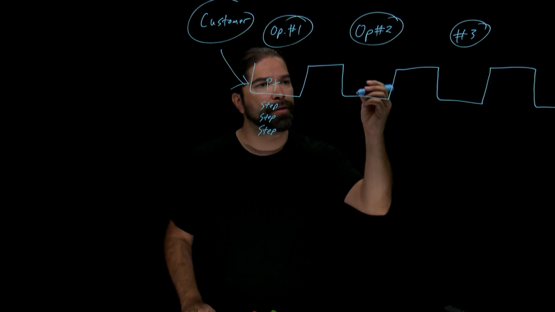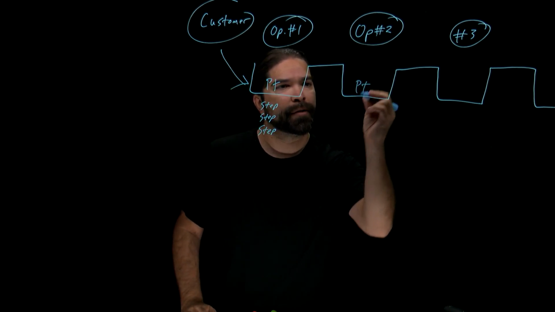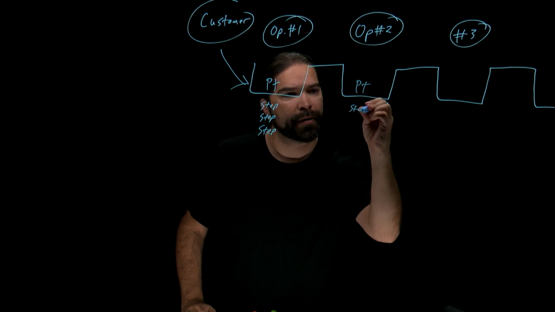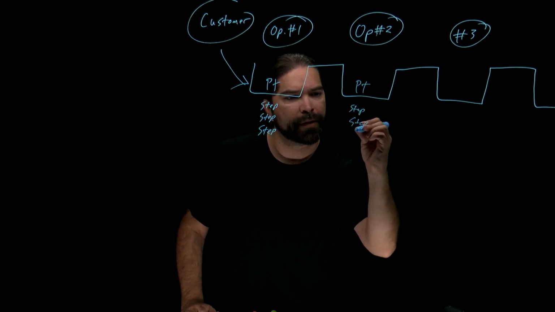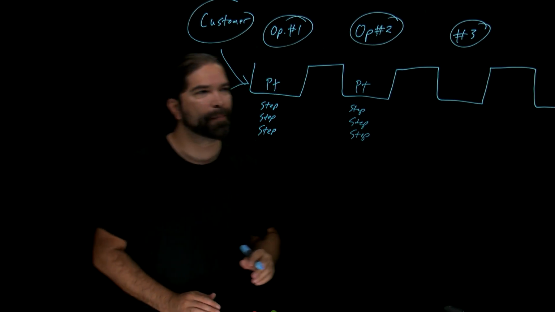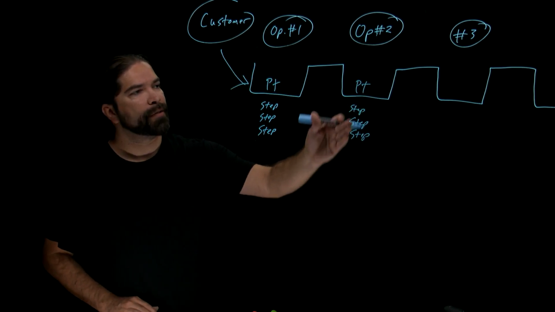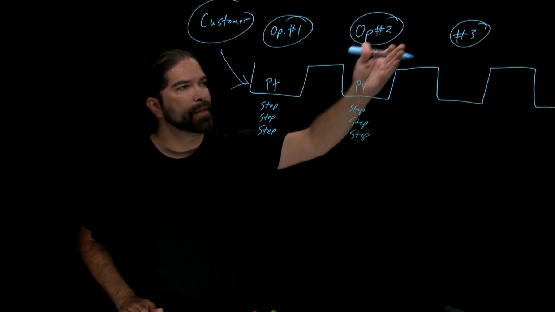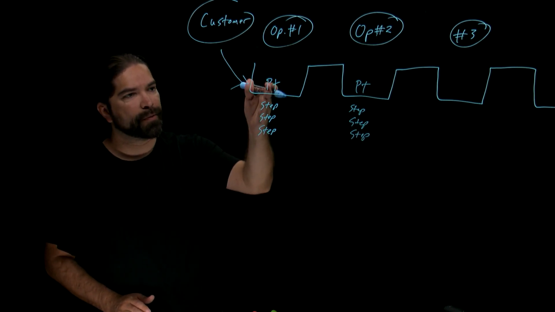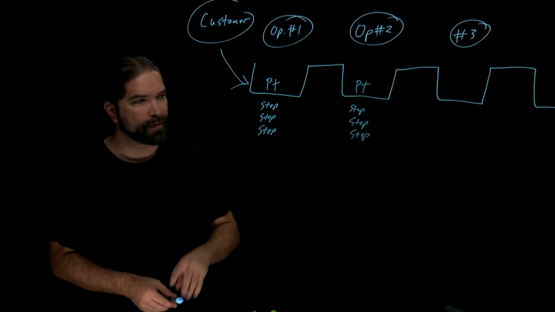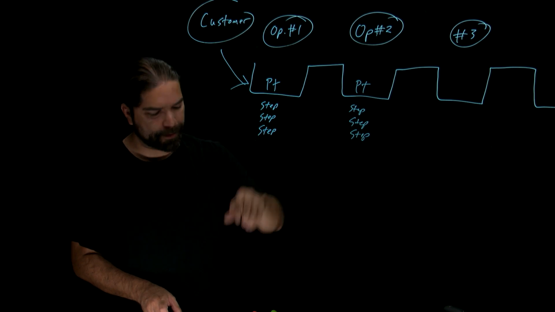Second operator, same question. What is the process time for your steps? Here's your step, right? And there might be more. So the process times here, each operator in between each sort of pillar is going to have their own set of steps and their own process times. How long does it take to actually do the steps here?